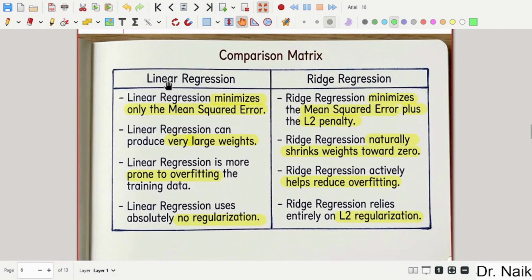Now let's compare linear regression and ridge regression. Linear regression minimizes only the mean square error, but ridge regression minimizes both the mean square error plus the L2 penalty. Linear regression can produce very large weights. Ridge regression naturally shrinks the weights toward 0. Linear regression is more prone to overfit the training data. Ridge regression actively helps to reduce overfitting. Linear regression uses absolutely no regularization, whereas ridge regression relies entirely on L2 regularization.